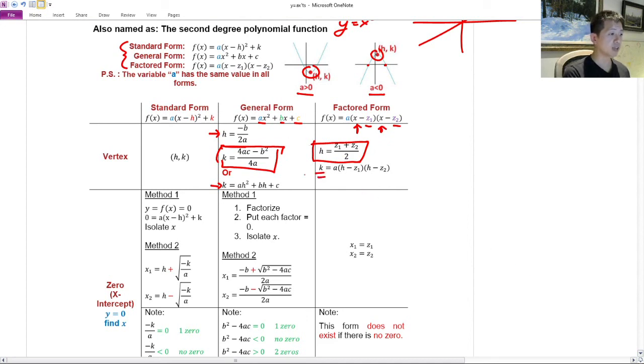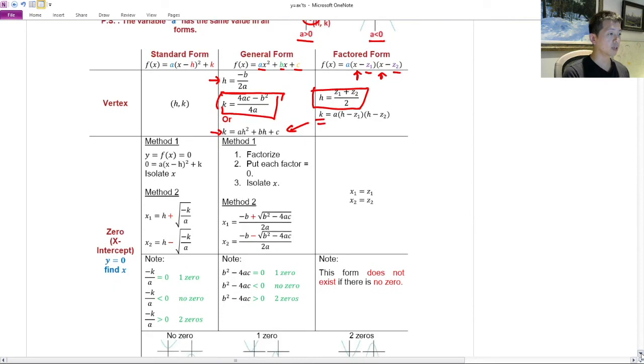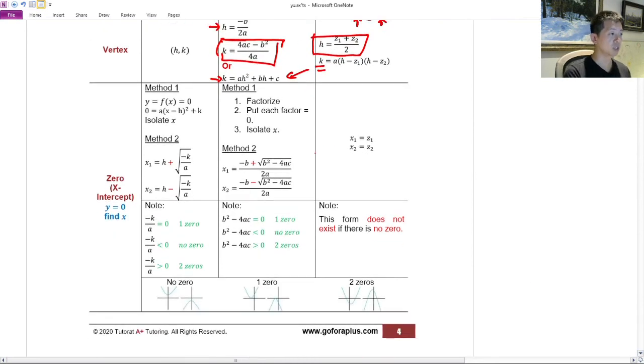Okay, so it's the same thing as the second method of your general form. Just plug in the h value and find your k. So that's why we don't really try to remember the k formula here for the general form. So these are the things that we need to know.